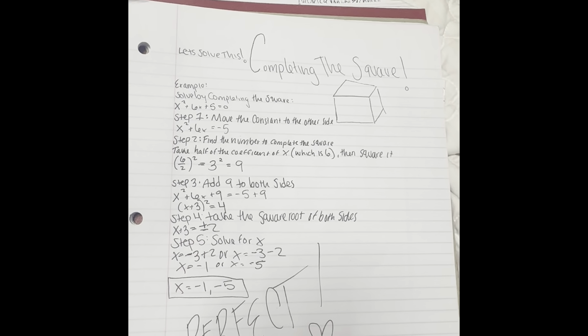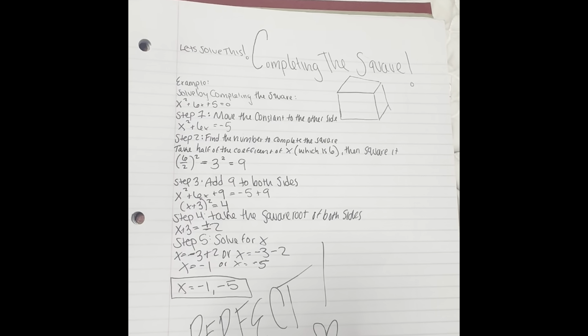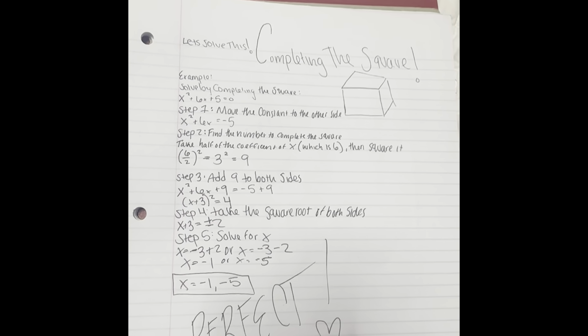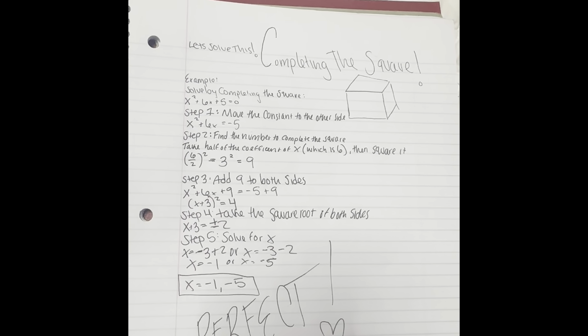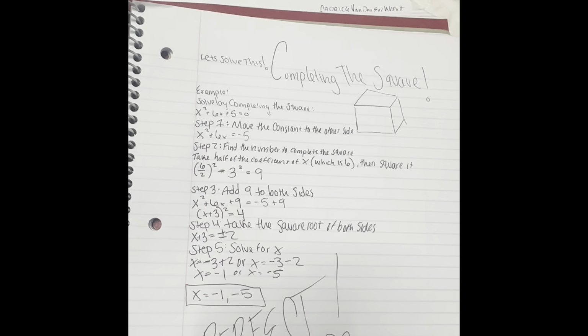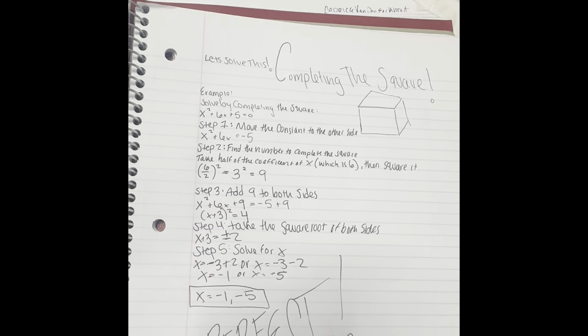Now we have x squared plus 6x plus 9 equals 4. The left side factors into (x plus 3) squared. Step 4 is to take the square root of both sides, so x plus 3 equals plus or minus 2. Finally, step 5 is to solve for x. Subtract 3 from both sides and we get x equals negative 1 or x equals negative 5. So the solutions are x equals negative 1 and x equals negative 5.